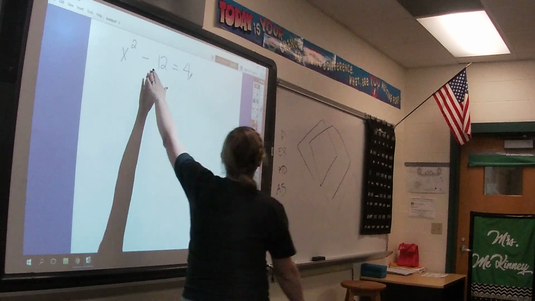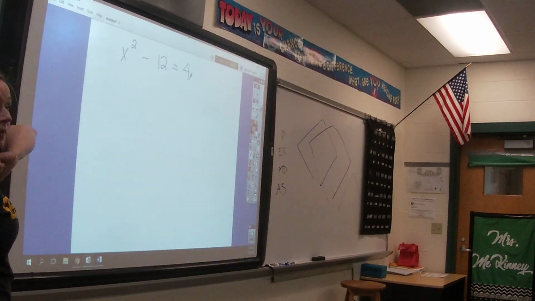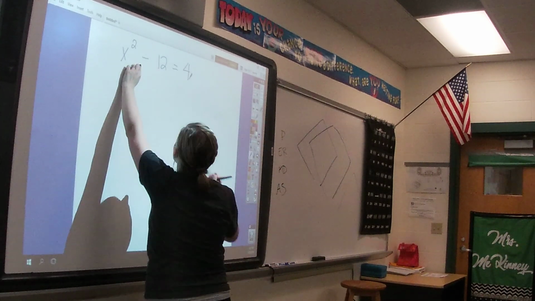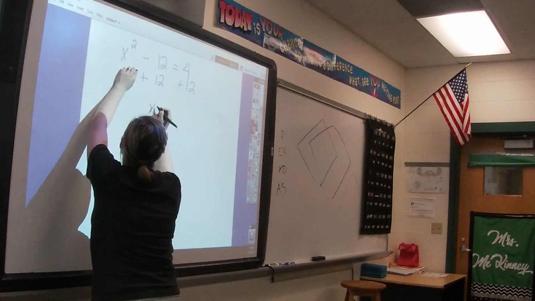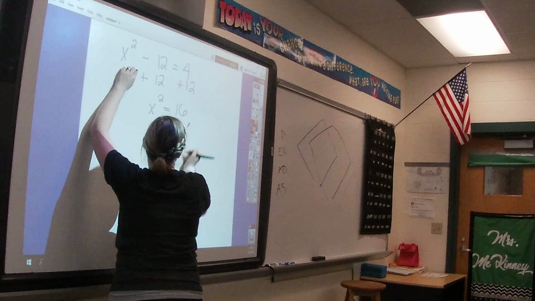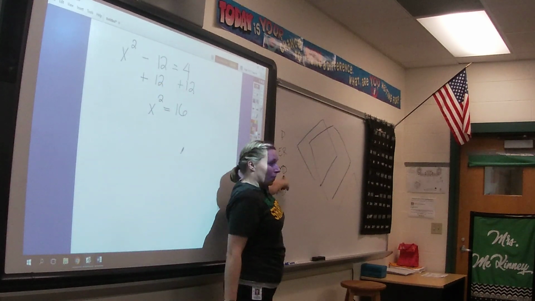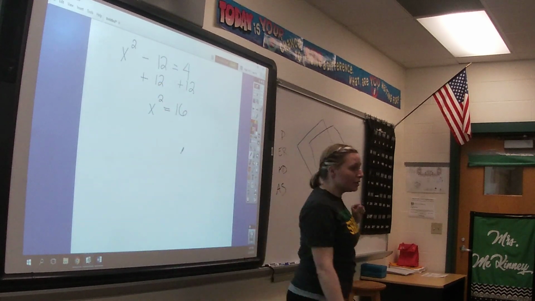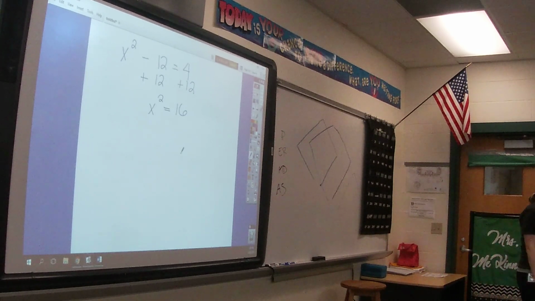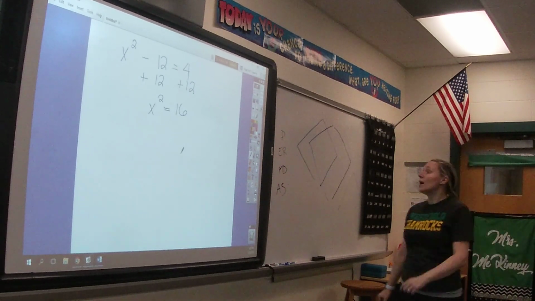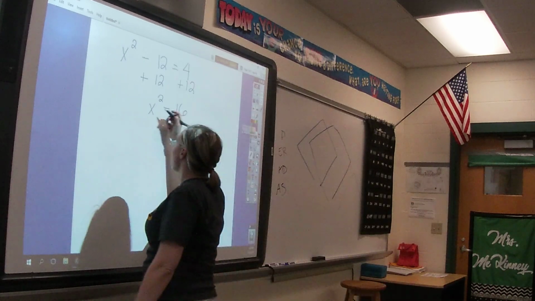So any addition or subtraction to undo here. Yep, how do we undo subtracting 12? Add 12. Just like our normal solving rules. Any multiplication or division to undo? Nope. Any exponents or square roots to undo? Yep, how do we undo an exponent of 2?